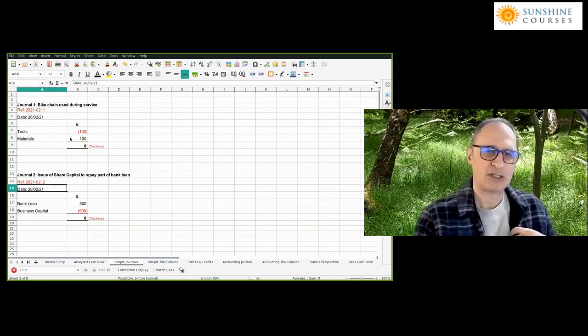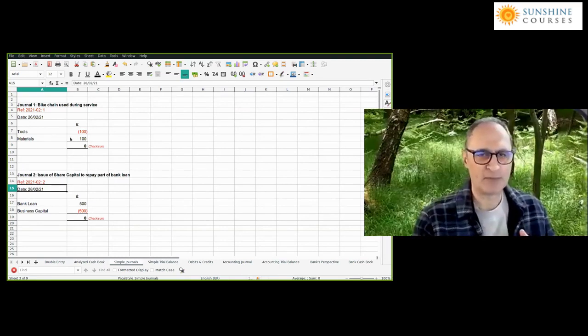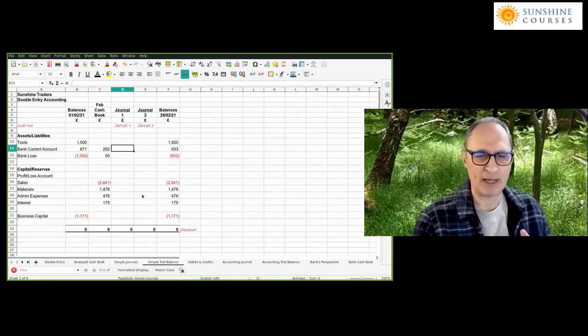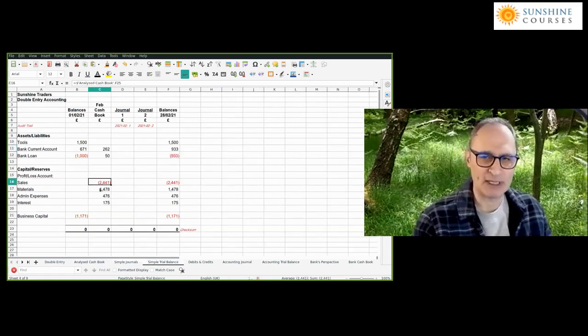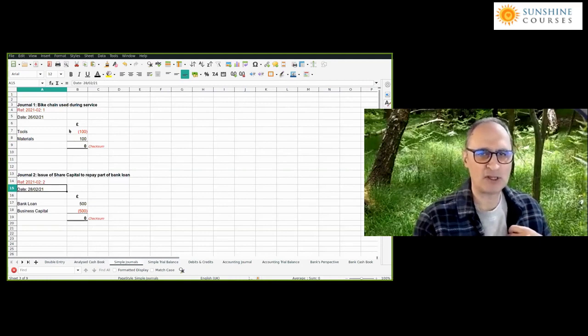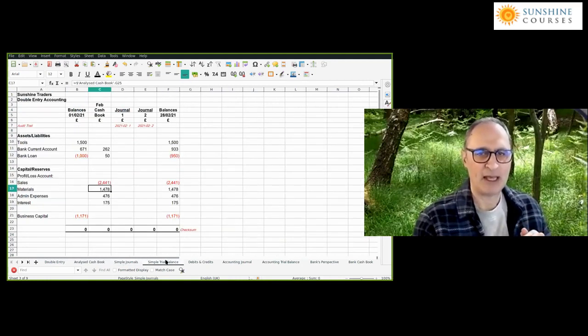So even though we didn't pay for it during the period, in order to get our sales, we had to use up £100 of our stock or tools. So whereas our sales were £2,400 and we didn't buy materials in the month because we already had it in stock, we actually used up £100 of stock. So the first transaction is, how do we reflect that in the accounts?